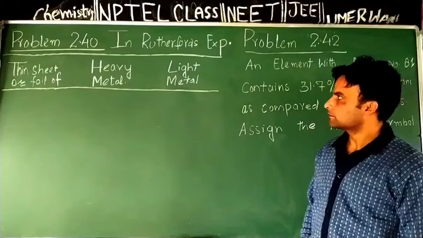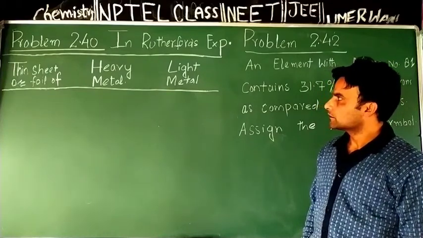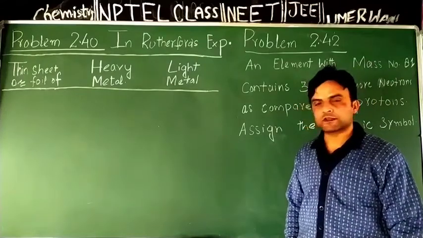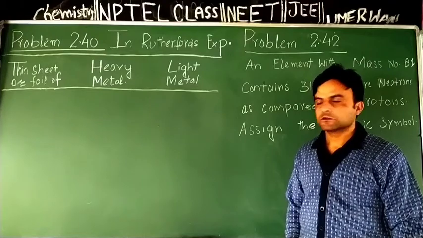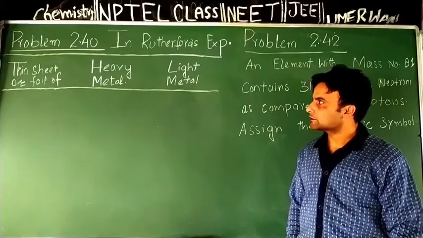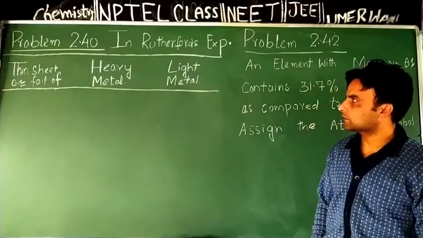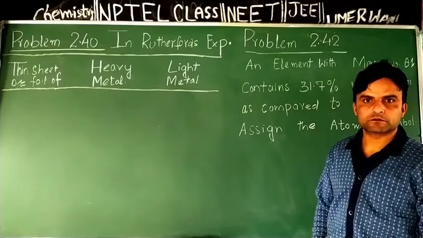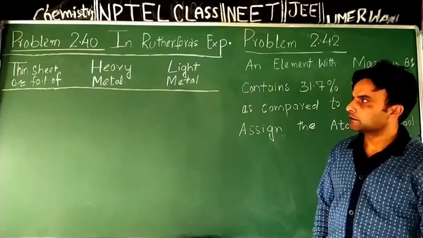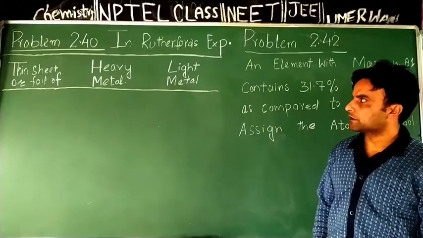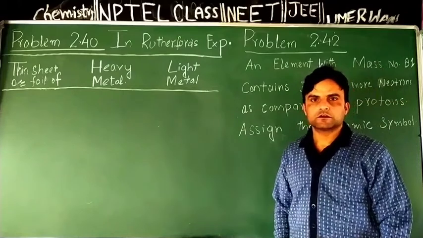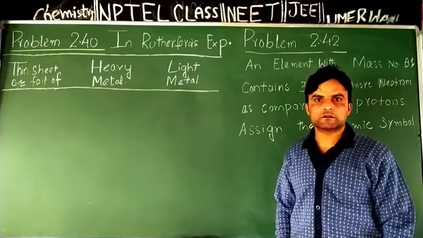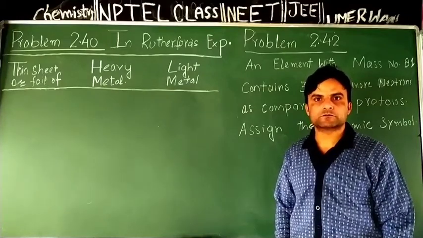In the problem, it is given that in Rutherford's experiment, Rutherford used thin sheets or thin foils of heavy metals like gold, like platinum, and bombarded thin sheet or foil of heavy metals with alpha particles, which are doubly charged helium ions, helium raised to power +2.